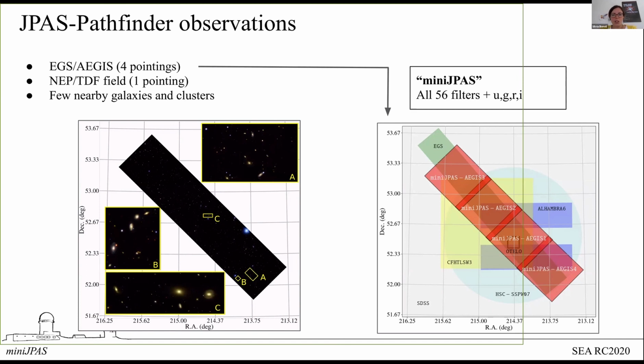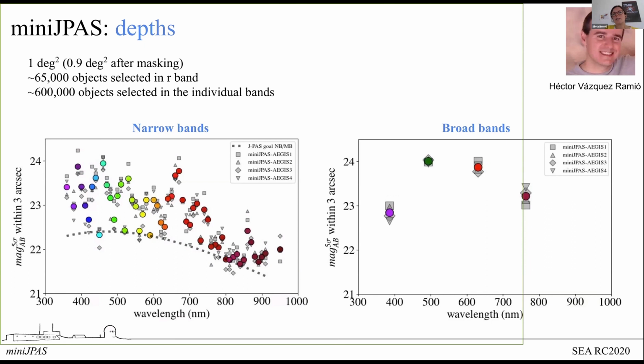So this is how the Extended Groth Strip looks through Pathfinder's eyes, with some zoom-ins on nice areas where you can see big nearby extended galaxies. These are the depths that we reached. The telescope needed recoating when we took these observations, and the main mirror was a bit dirty, so we had to expand the exposure times. Now the mirror, before the installation of JPCam, has been successfully recoated, and the reflectivity is very good.